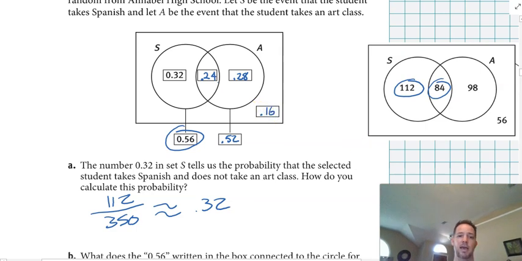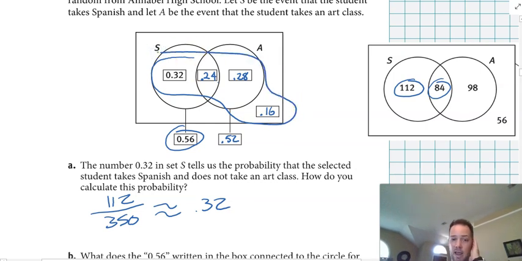All right, and all of these values inside of here should add up to 1, because that represents every possible student. Now notice we aren't using these values as the total, 0.32 plus 0.24 plus 0.28 plus 0.16. The ones that I circled there in blue should add up to 1. Why do we not include these?